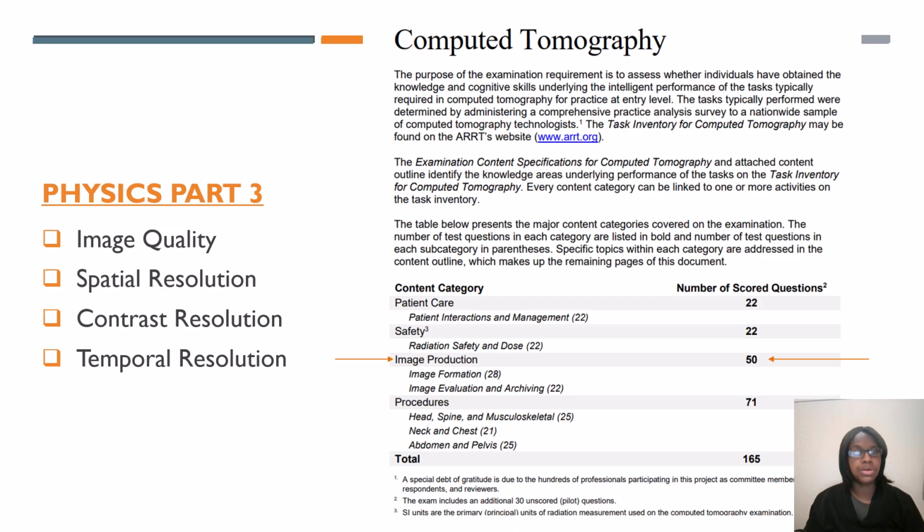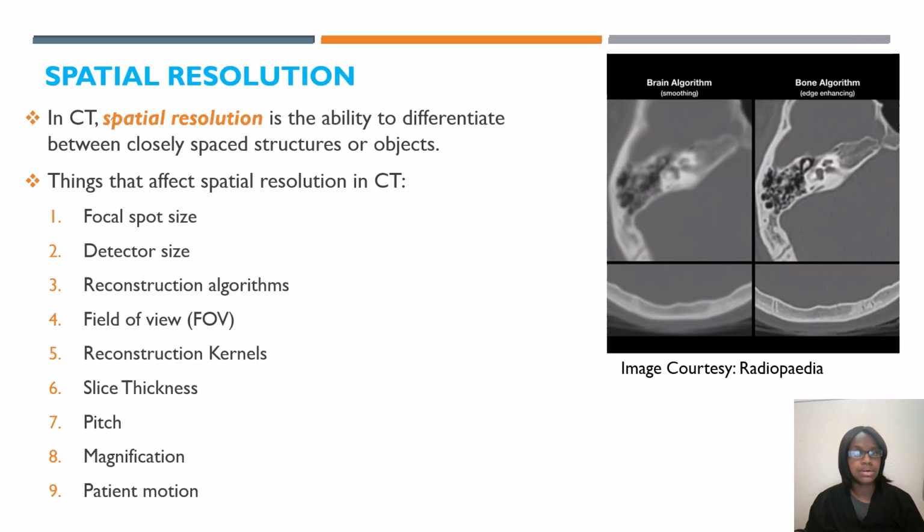So for this lesson, we are going to talk about image quality, spatial resolution, contrast resolution, and temporal resolution. And you see that I have the orange arrows pointing to image production. That is the section that we are covering right now whenever I go over physics. And you see it will be about 50 questions about physics related material, which is a lot because for procedures you have 71. So just keep in mind, I would say just know everything about the test, but also know if your weaknesses are sectional anatomy or physics, you need to spend a lot of time focusing on those as well. So we'll get started.